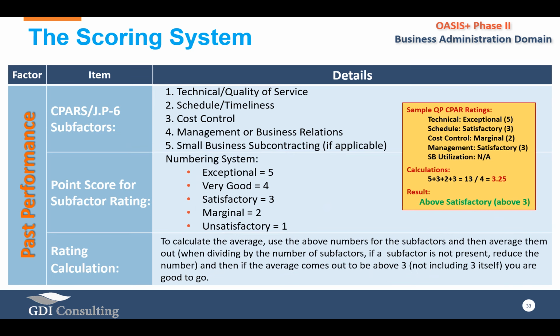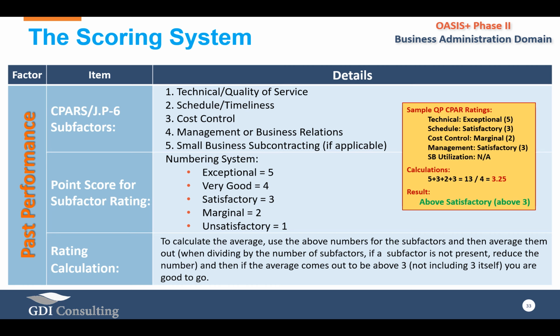Now, question is, how do you know if your CPARs is above satisfactory? Because it has many subfactors. So what do you do? Let's look at the subfactors first of all. So we have technical or quality of service, schedule or sometimes called timeliness, cost control, management or sometimes called business relations, and finally small business subcontracting or small business utilization.